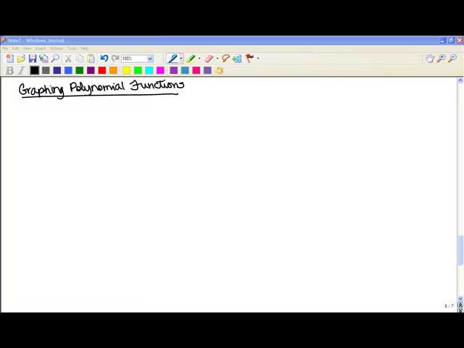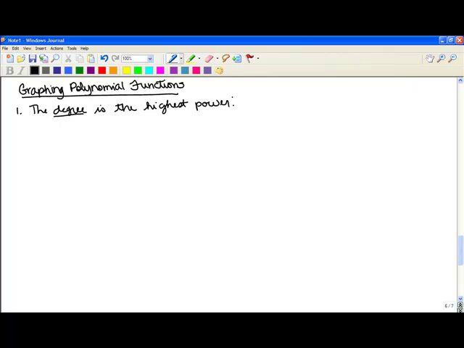I'm going to start with a few facts about polynomial functions. Fact number 1. The degree is the highest power of a polynomial.